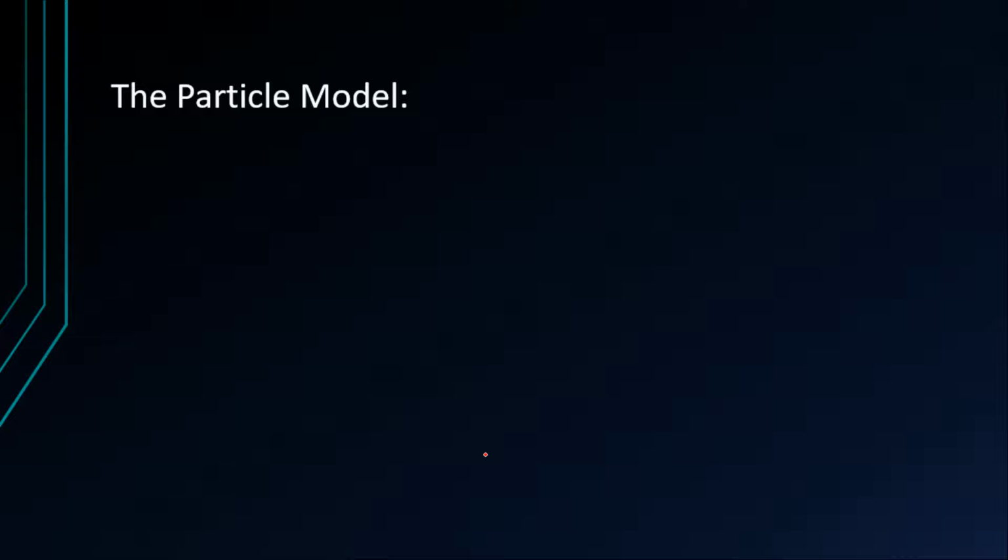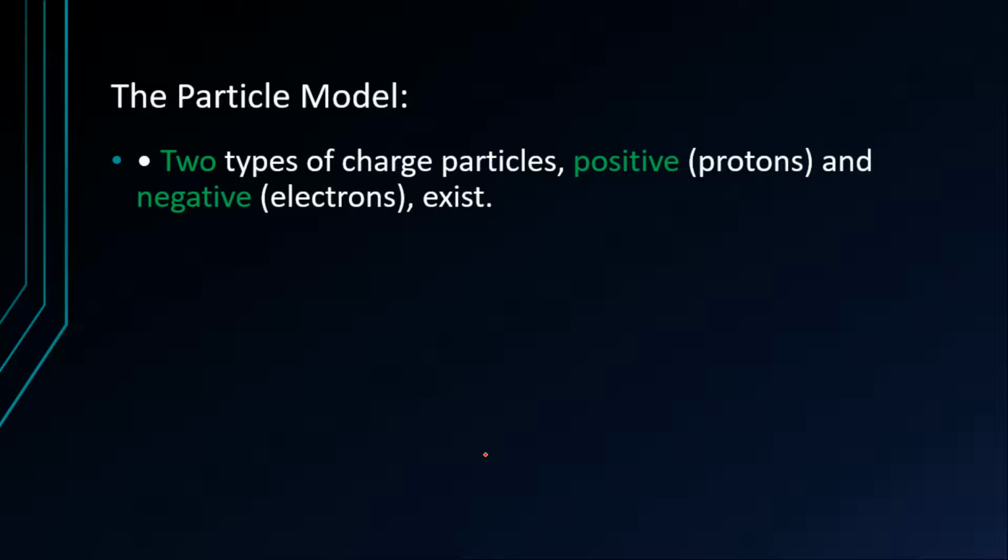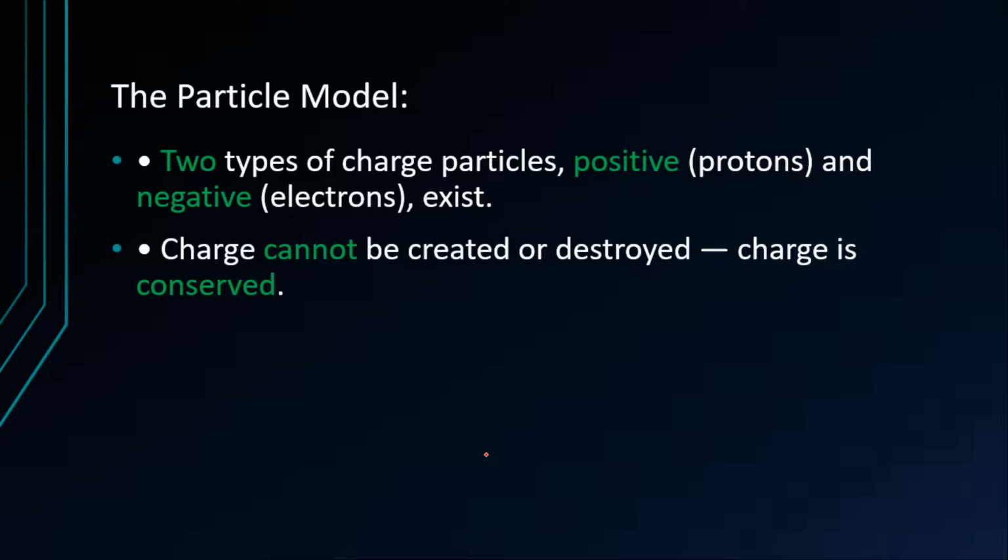Okay, so let's look at that particle model a little bit more. And this is going to be an introduction that's going to come back to us again when we do chemistry. Okay, so the particle model. There are two types of charged particles. There are positive, called protons, and negative ones, called electrons. Charge cannot be created or destroyed. Charge is conserved.